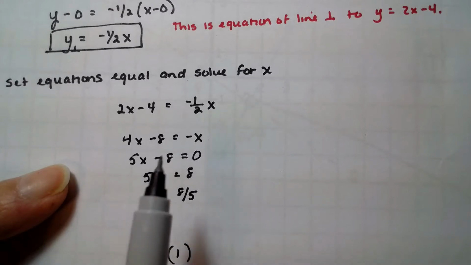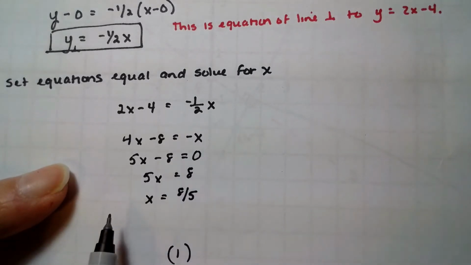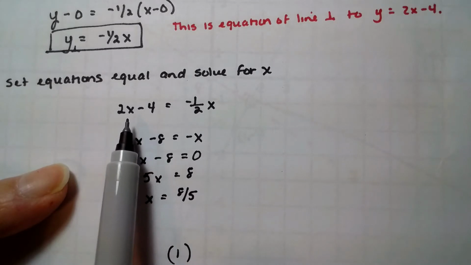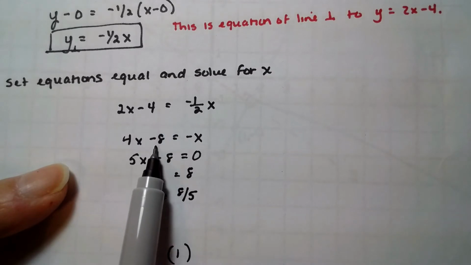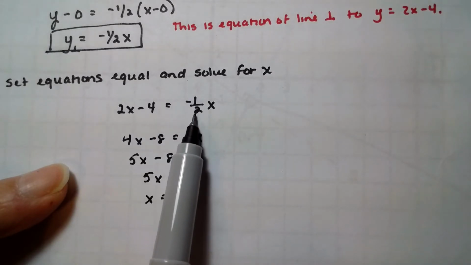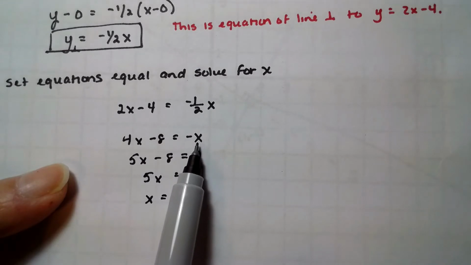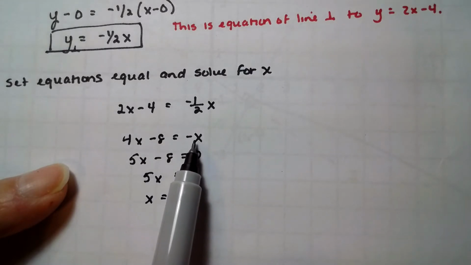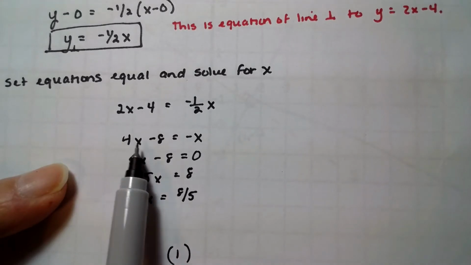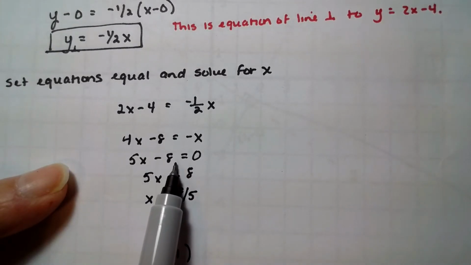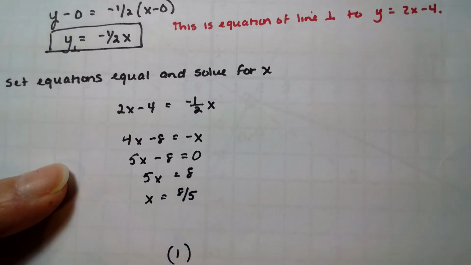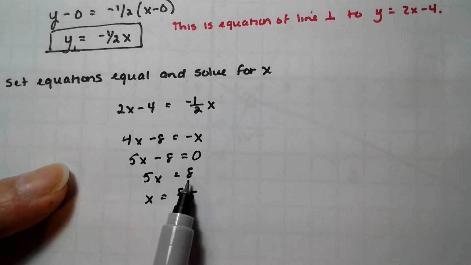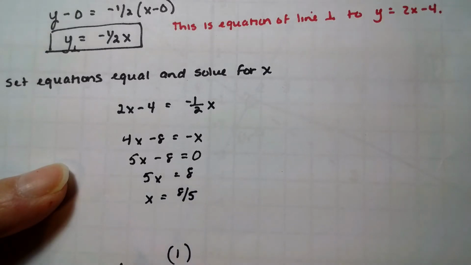I got rid of the fractions by multiplying every term, both sides, by a positive 2. So I'm going to get 2 times 2x is 4x, 2 times negative 4 is negative 8, 2 times negative 1/2 is negative 1 times x. Okay, now I can collect like terms. I added an x to both sides, so 4x plus 1x is 5x minus 8. When you add x on this side, negative x plus x gives you 0, so you have 0 on the right hand side. So now I have 5x is equal to 8, and solving I have x is equal to 8/5.